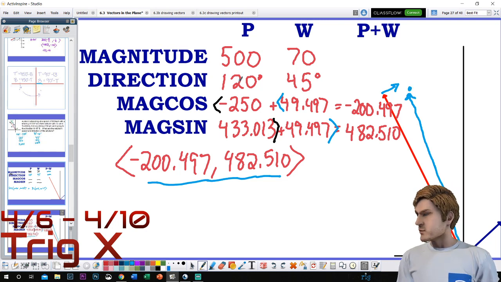Again, we're multiplying 500 cosine 120 to get that, 500 sine 120 to get 433, 70 cosine, 70 sine, and then add your x's across. Those two values give you the plane plus wind vector.